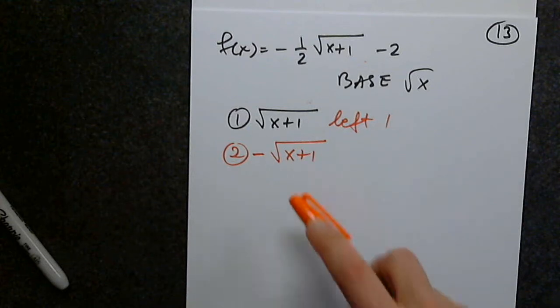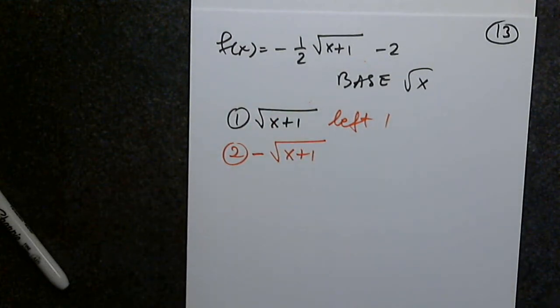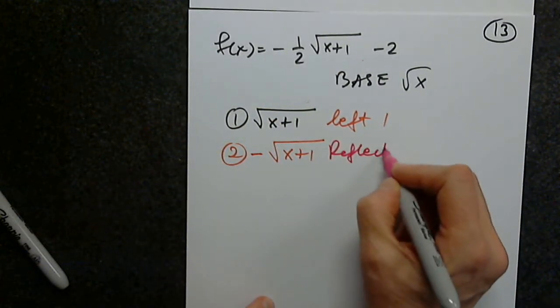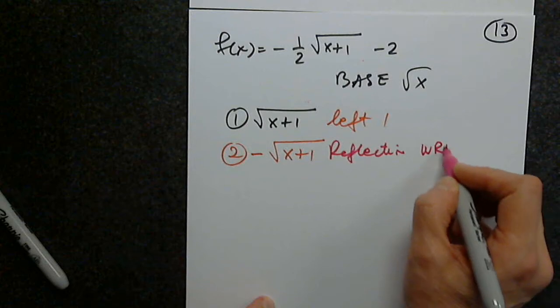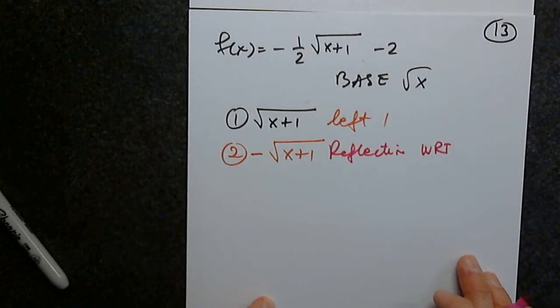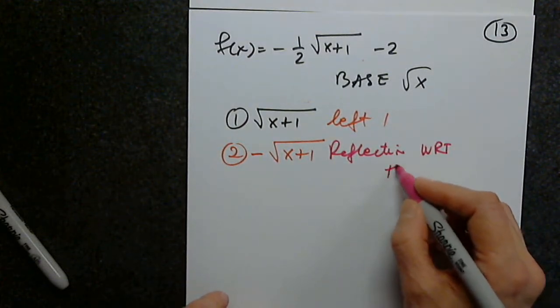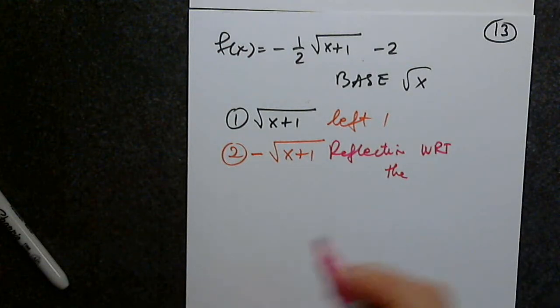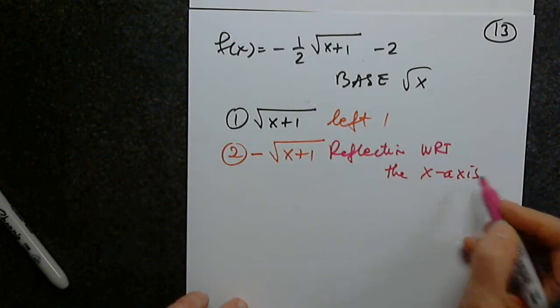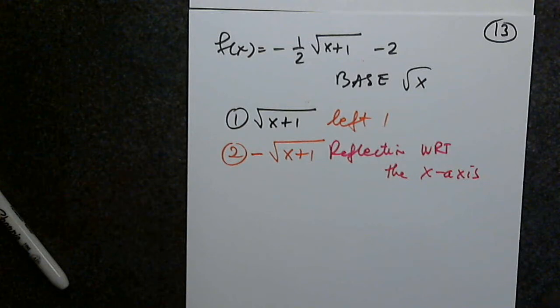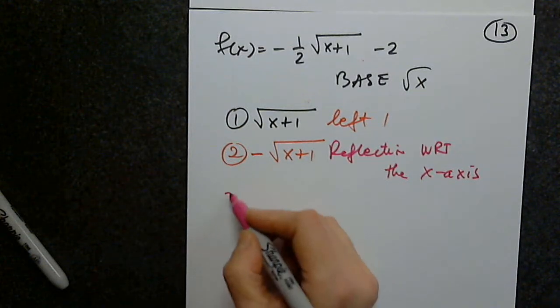So what does this do to this graph? Move it down. Careful. No, reflection. I'm not changing x, always remember, I'm changing y, which means reflection with respect to the axis. Yes, it's vertical. So it's a reflection with respect to the x-axis.